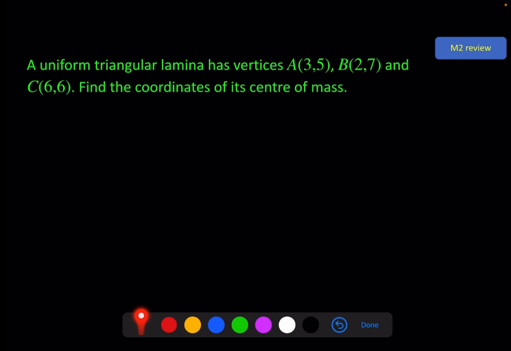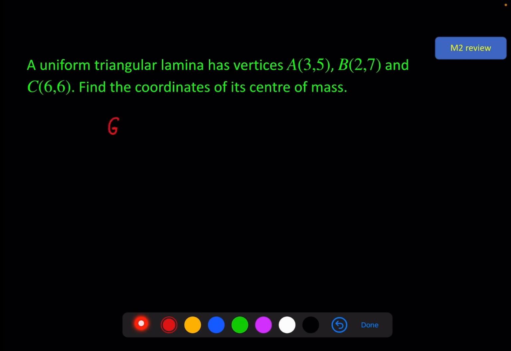Quick question on the screen to get us started. A uniform triangular lamina has vertices these. Find the coordinates of its center of mass. This starter is just getting us to remember that we need to find the average of the coordinates in order to do this for a triangular lamina.